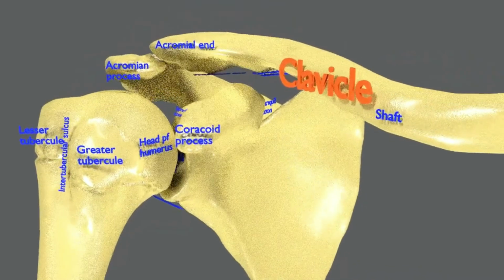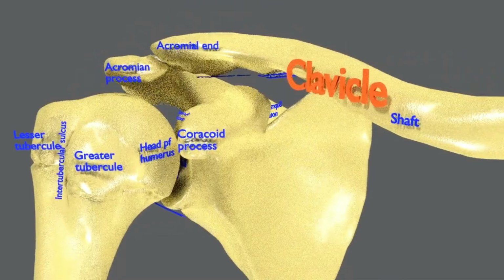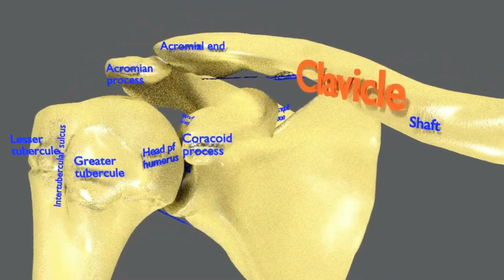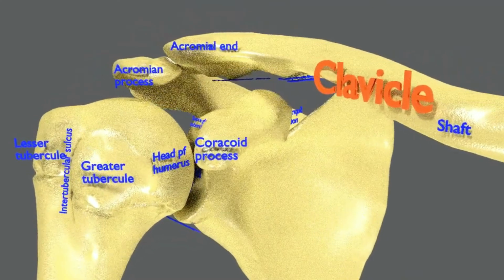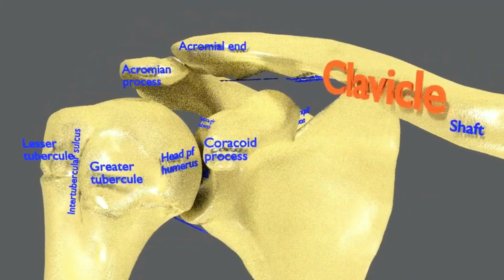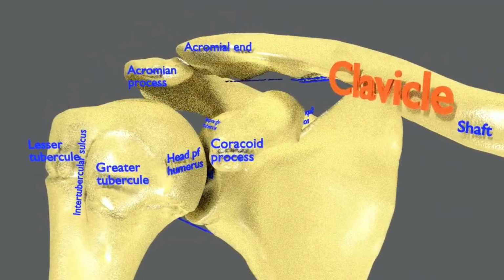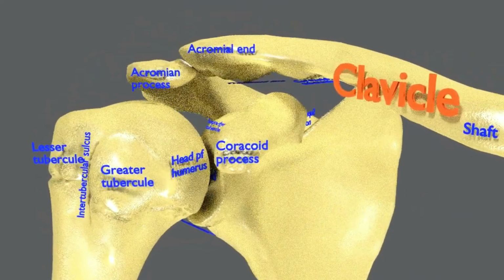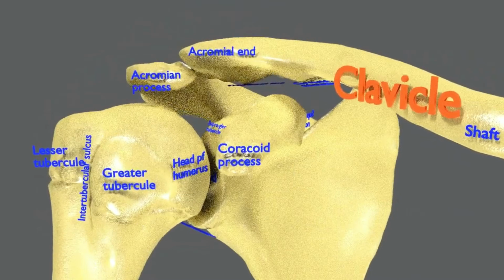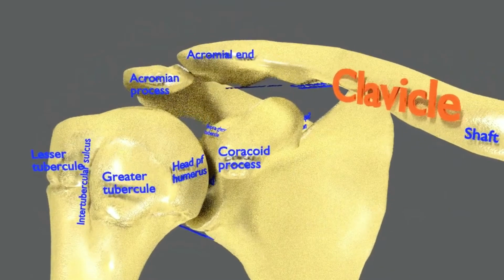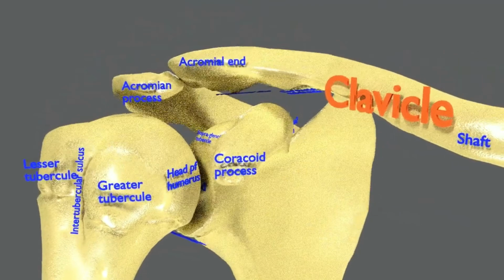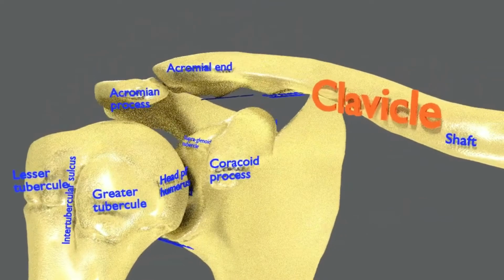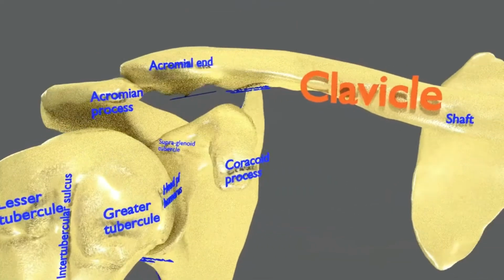Anterior view of bony landmarks of the shoulder girdle include the bones clavicle and scapula. The clavicle in this view has 3 parts medially to laterally, that is sternal end, shaft, and acromial end. The scapula in this view shows coracoid process, acromion process, glenoid process, and supraglenoid tubercle.